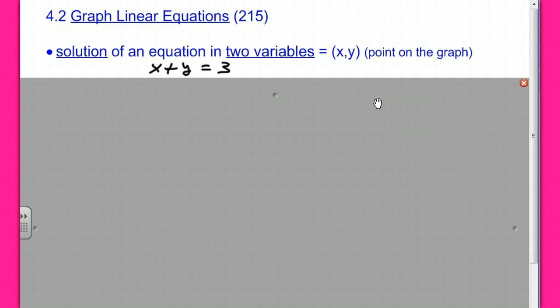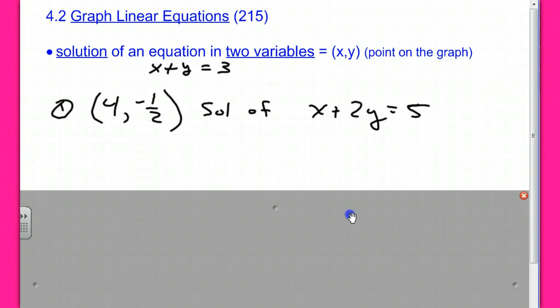So are there other points that could make this statement true? Like if we didn't use 1, 2, give me another solution. Nico. 4 plus -1. Good. So if x was 4, y could be -1, right? So how many solutions are there to this statement? Ryan? Infinite, right? Okay, so infinite solutions.